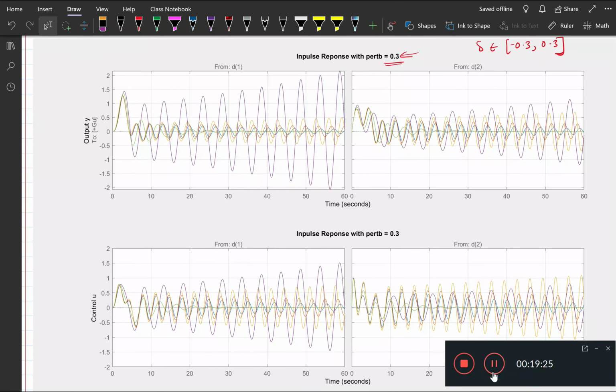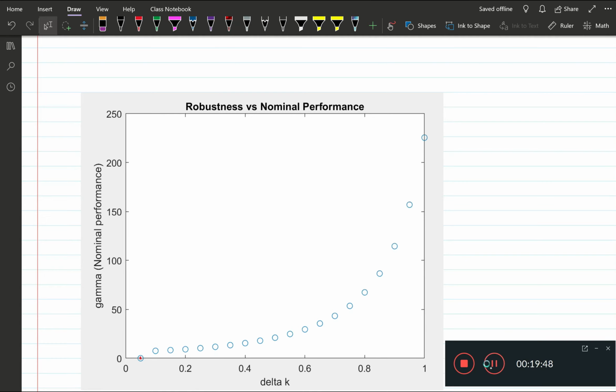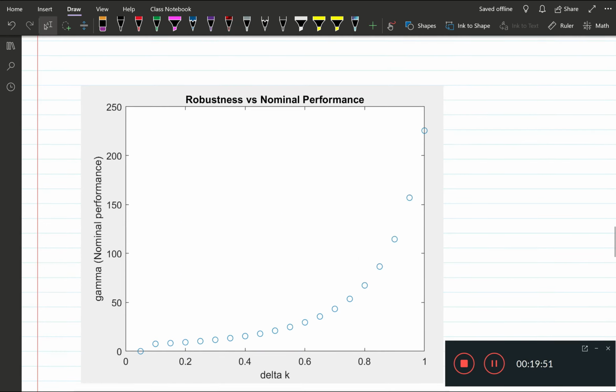So now we go to the robust design, or in other words, we now try to maximize the nominal performance subject to the constraint that we have a robustly stabilizing controller. What we can initially do is see the trade-off between nominal performance and robust stability. This plot now shows with the increasing values of delta K how the nominal performance changes. The lower the value of gamma, the better the nominal performance.